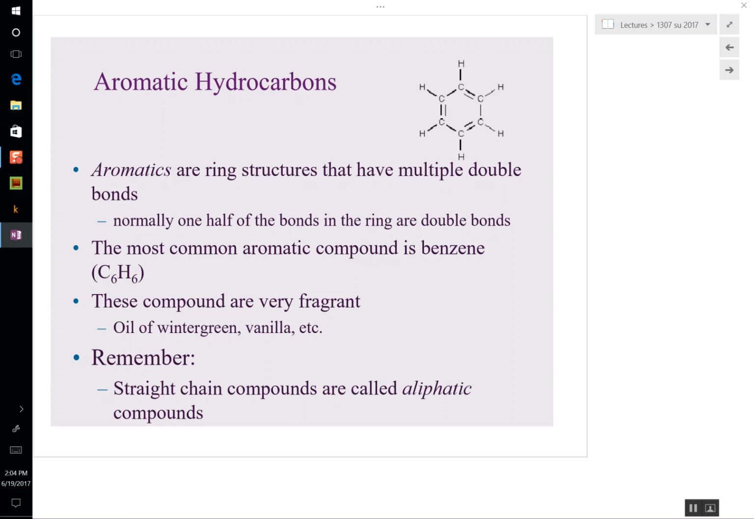Around the triple bond it's all straight. So cis and trans only applies to double bonds.